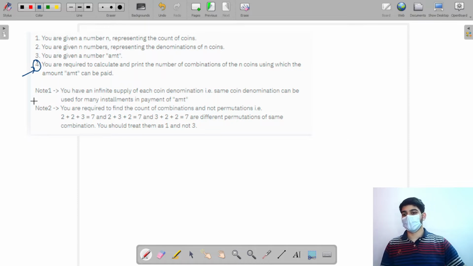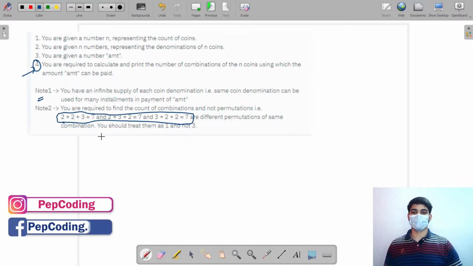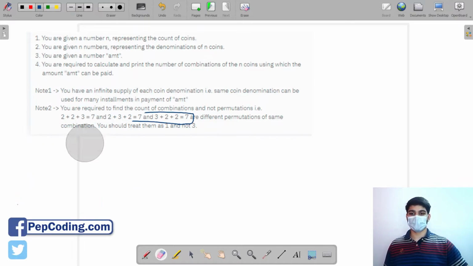Now, if we look at the notes, it says that you have an infinite supply of each of the coins. That is, the same coin can be utilized many number of times. It also says that you're required to find the count of combinations and not permutations. That is, 2 2 3 would be the same as 2 3 2 and 3 2 2, so we only have to take one output out of these three. I hope you understood the question.